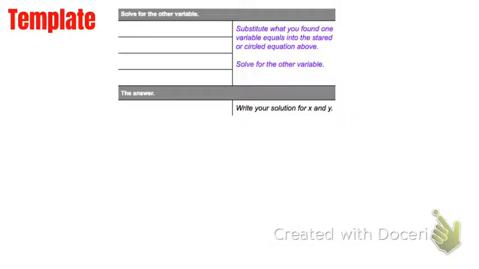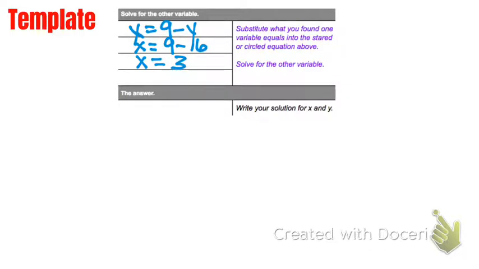here I'm going to start with what you found, what you starred or circled. X equals, was it 9 minus y? And y equals 6. So y equals 6, so I'm substituting that in. So x must equal 3.